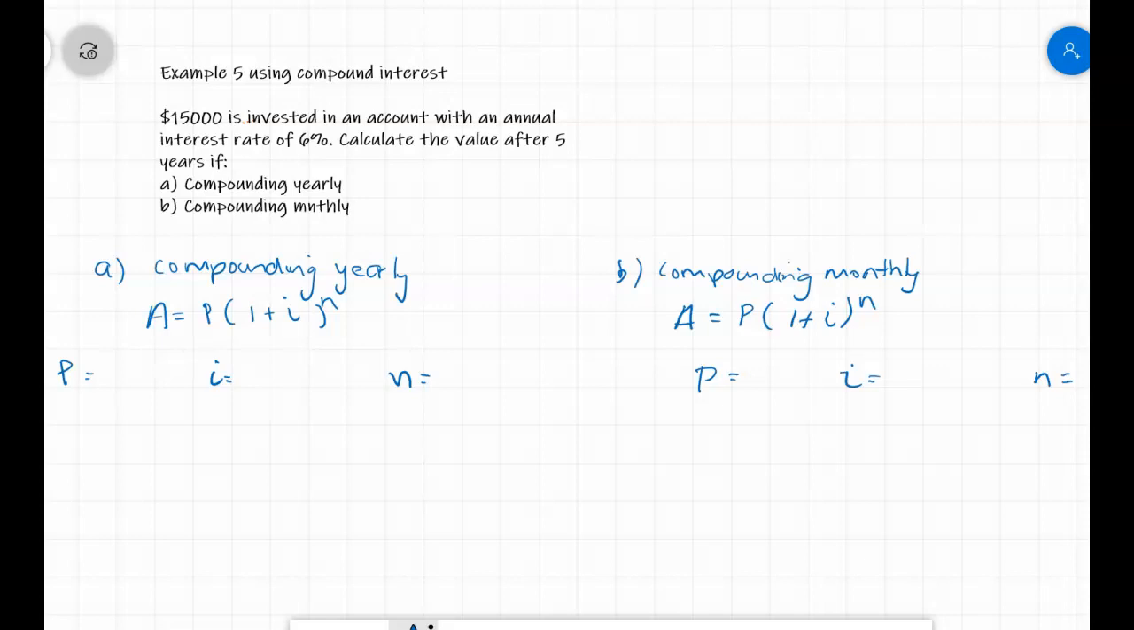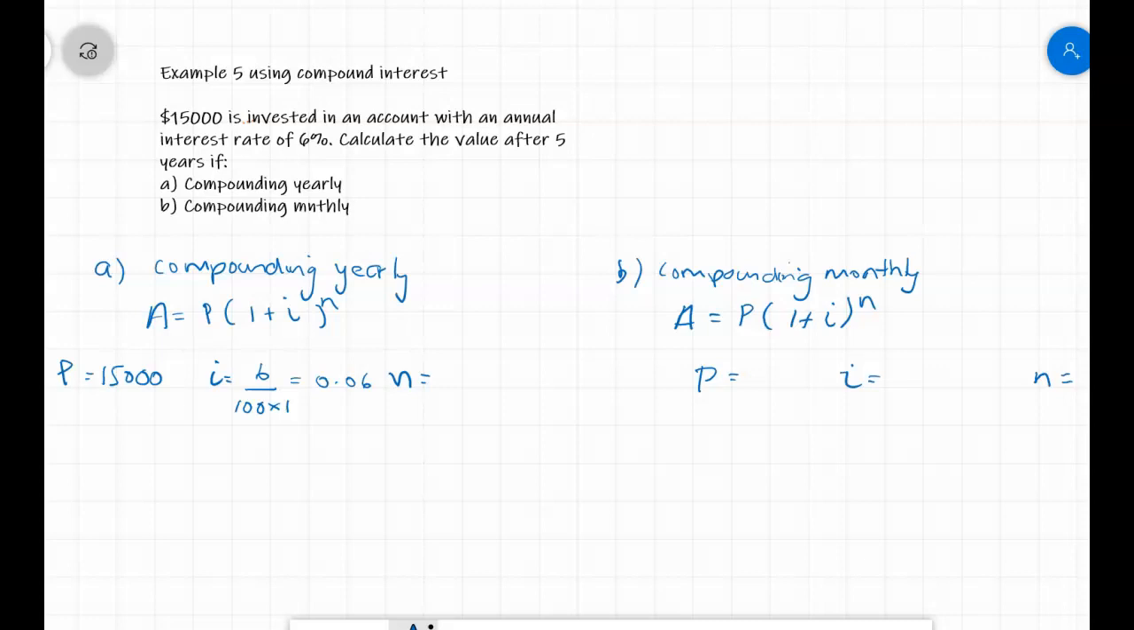The amount is equal to the principal times 1 plus I to the power of n. Our principal in this case is 15,000. I'll just work on this one first. And the interest rate is 6%, so it's 6 over 100 times the number of times it's compounding in a year, and it's been compounded yearly, so that's 1. So I is equal to 0.06.